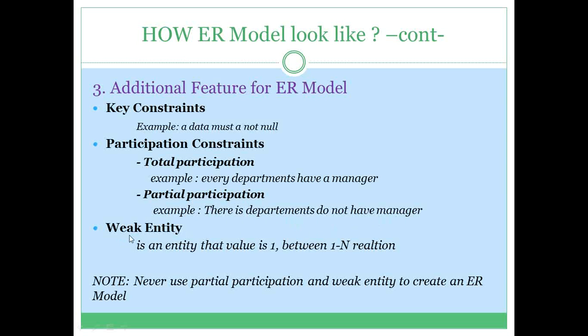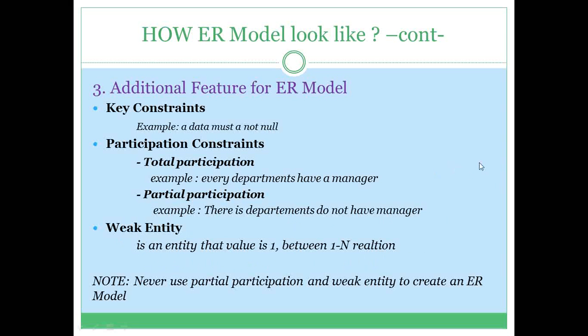And three, weak entity is an entity whose value is 1 in a 1 to n relation. So if we have a one to many relation, the entity whose value is 1 is called weak entity. Note, never use partial participation and weak entity to create an ER model, because it will confuse us.